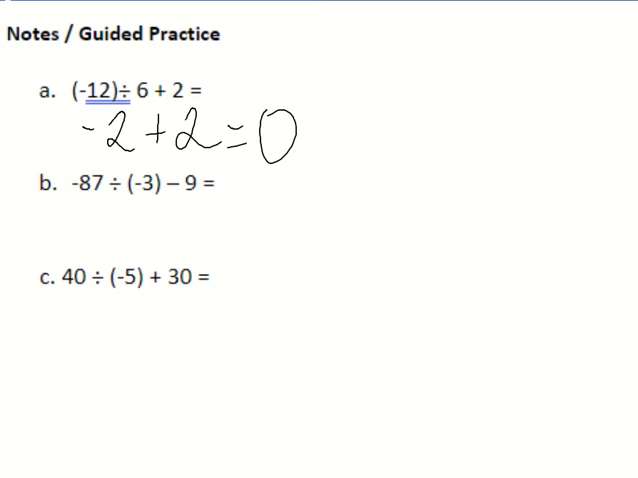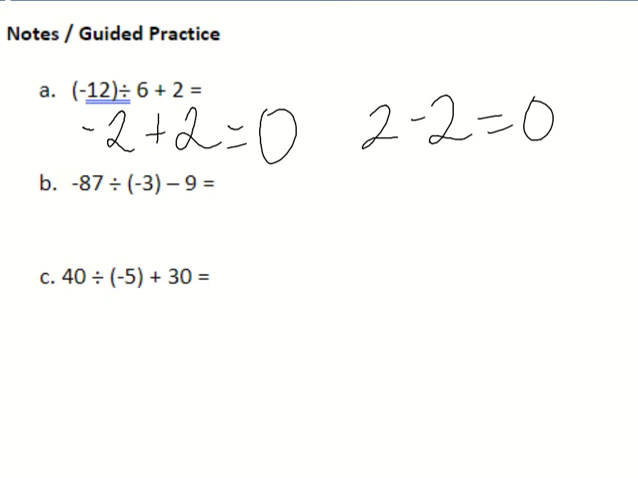Now, if we want to apply adding with different signs, remember it said to subtract, and so you can see it works that way too. All right, maybe we pause here and have you try letter B and then see how you did, and then pause and try letter C and then see how you did. So pause, try B, and then try C.